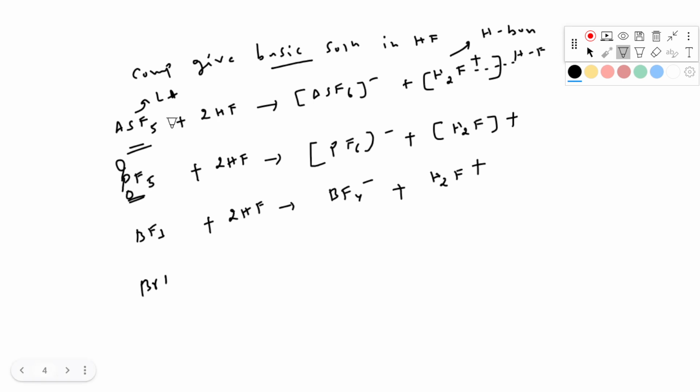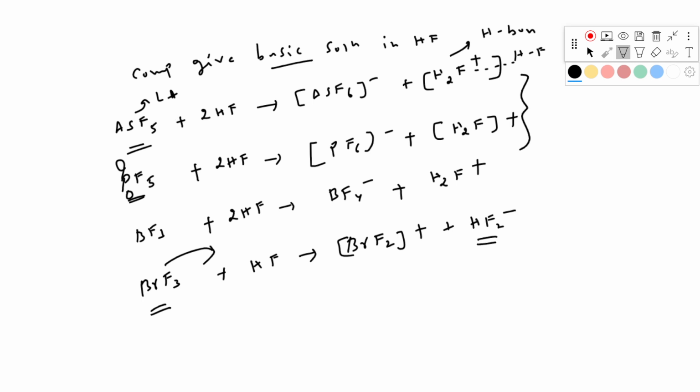But in this case, whenever I have BrF3 reacting with HF, BrF3 is not that much of a Lewis acid. It will give F minus, that means electron pair donor. This is the special case you have to remember. So BrF2 plus HF2 minus. Only in this case is it forming HF2 minus. In the remaining cases it will form H2F plus, because H2F plus forms a hydrogen bond. Whenever it is giving its electrons, it is behaving as a base. So this compound gives a basic solution in HF. So the answer is BrF3. Right? Next.